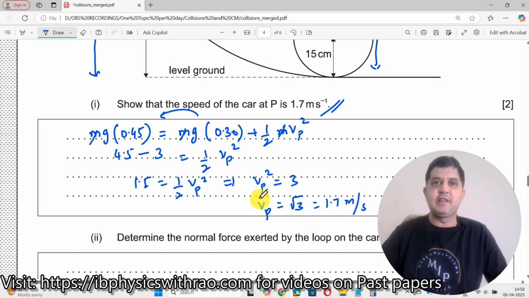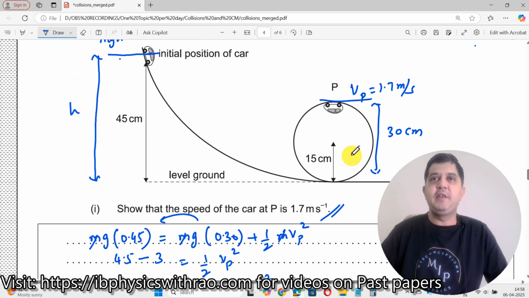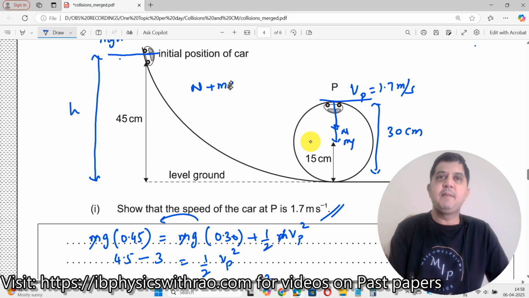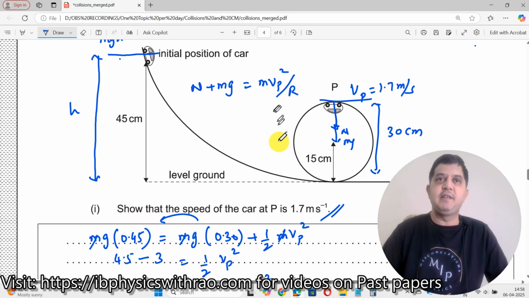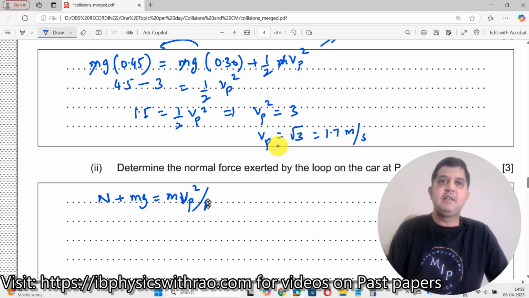Now let us move on to the next question. Determine the normal force exerted by the loop on the car. We need to draw a free body diagram. The free body diagram tells you that if the car is at this point, the normal force is acting downward, and mg is also acting downward. The sum of these forces will be equal to mv square by r. So I can write the equation as N plus mg is equal to m vp square divided by r. I have to use this equation.